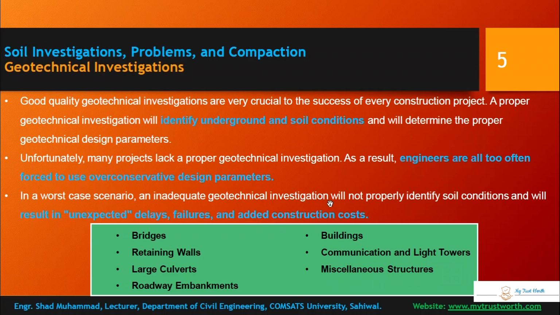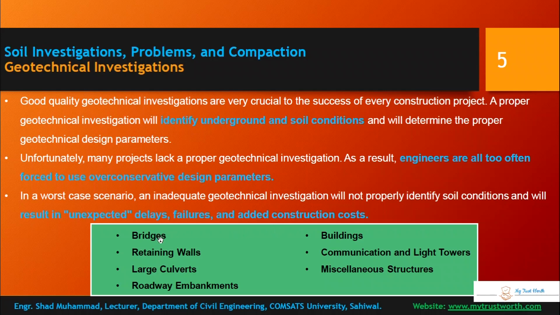So this is the price of injustice which you are doing with the soil, and if you do not have proper investigation, then soil can behave abnormally, and unexpected delays in your project can occur, and failure of the structures can occur, and it can add additional construction cost.